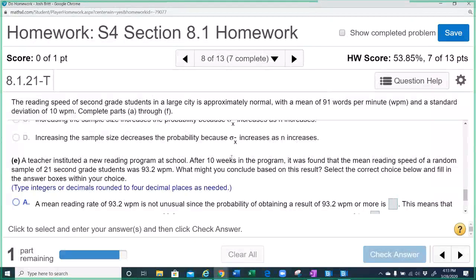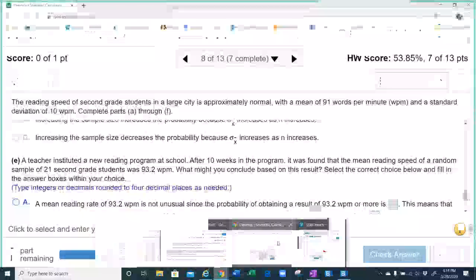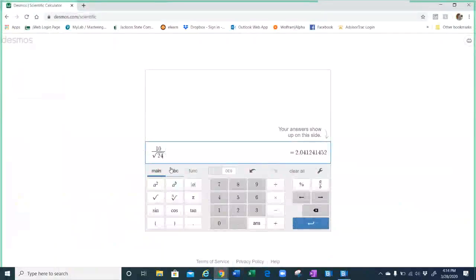So let's go do that. Get our new standard deviation. So it's 10 divided by square root of 21. So let's do that. 10 divided by square root of 21. And so that's going to be 2.1822.